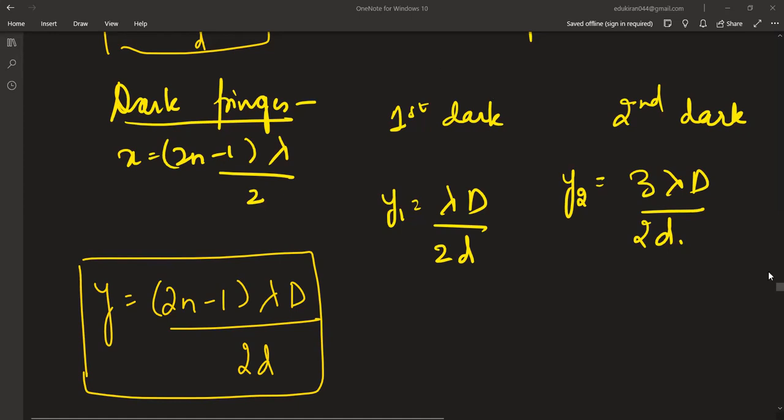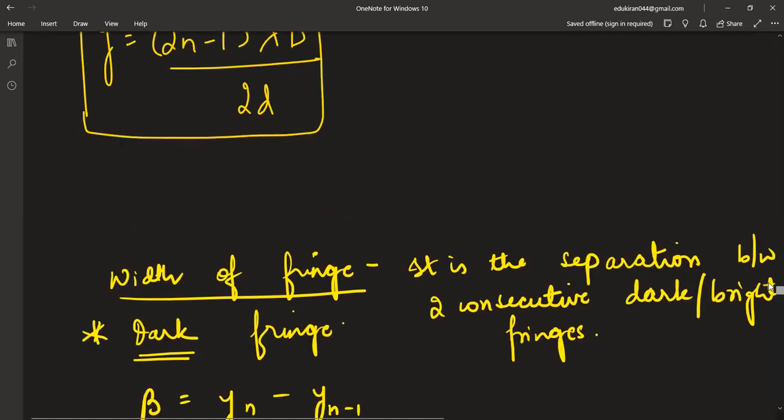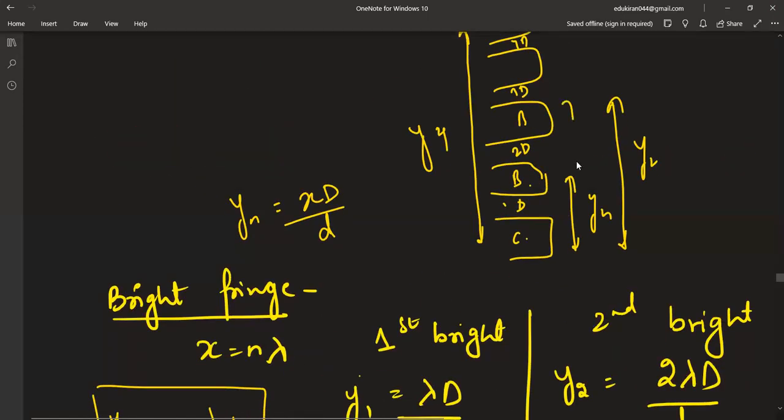Okay. Next thing is that we have to know about the width of the fringe. Width of the fringe means, see, yn was the displacement from the central fringe. So if you want to find out the separation from the central fringe, you can calculate using yn, both the formulas for dark and bright. But what if you want to find out the separation between any two fringes? If these two fringes you have to find out, and then these two fringes.